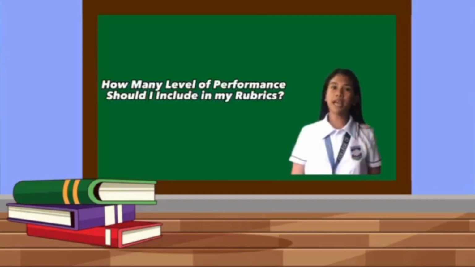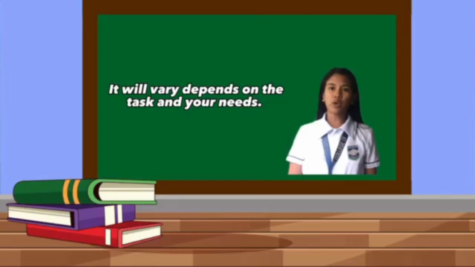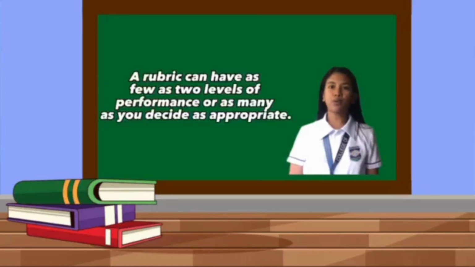So how many levels of performance should I include in my rubric? There is no specific number of levels a rubric should or should not possess. It will vary depending on the task and judgment. A rubric can have as few as 2 levels of performance or as many as you decide is appropriate.